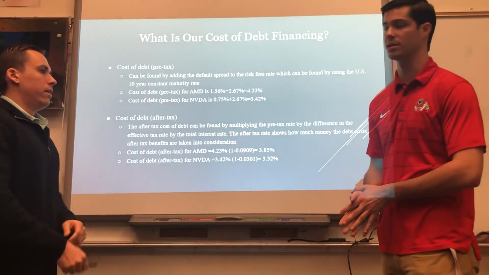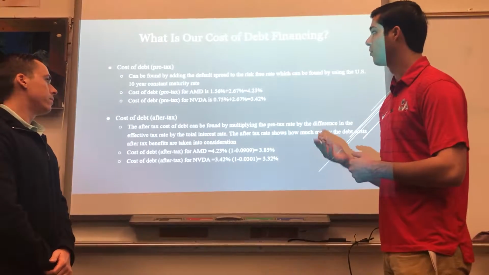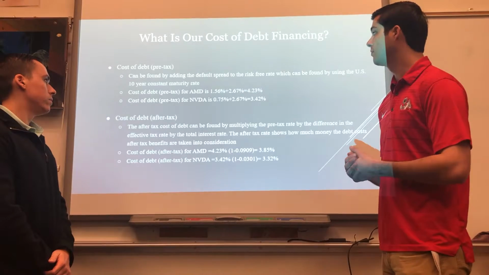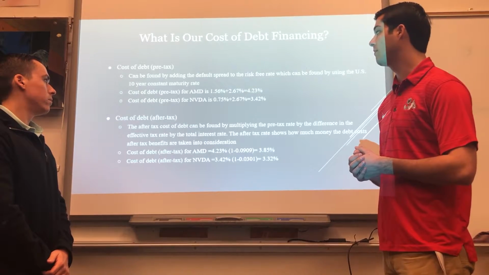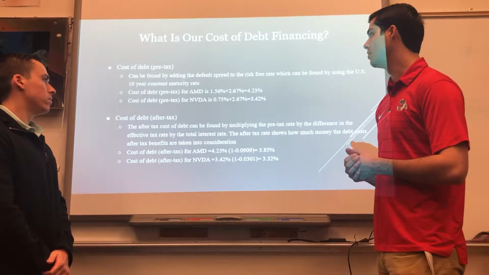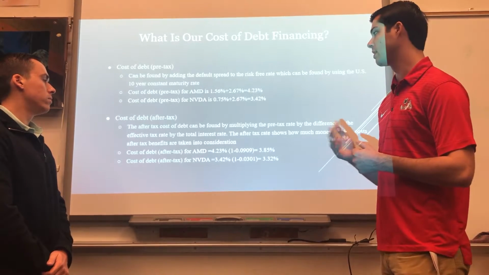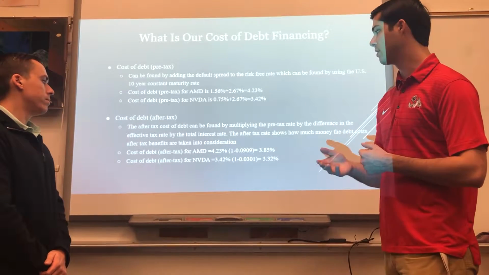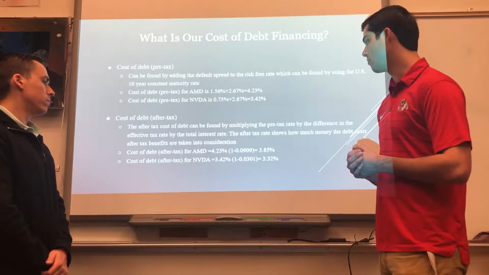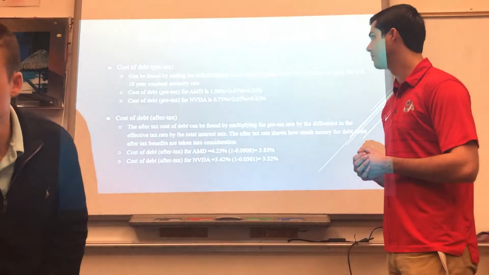What is our cost of debt financing? In order to find that, we have to find our cost of debt pre-tax. For that, we have to find the default spread for AMD and NVIDIA. The default spread for AMD is 1.56%, and for NVIDIA is 0.75%. Then we have to find the U.S. 10-year Treasury rate, which is 2.67%. Then we get our answer. We take that answer and put it into the cost of debt after-tax equation, which we multiply by 1 minus the interest rate, and we get our cost of debt after tax.